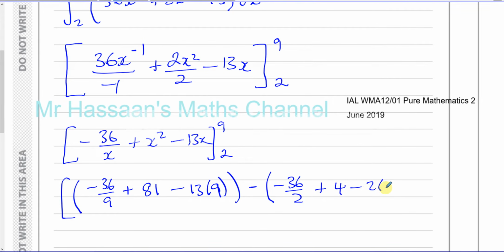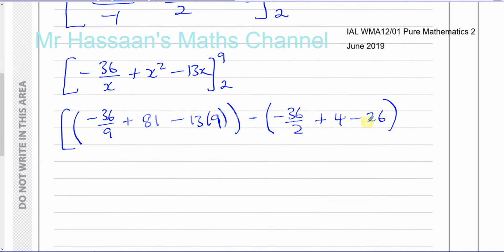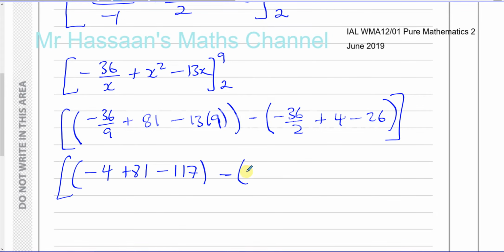I'll just write that there. So now we got here, close the main bracket, we got here minus 4 plus 81. You got minus 90, 90 plus 27 is minus 117. And you got now minus 18 plus 4 minus 26. Okay, so now let's see what that gives us.